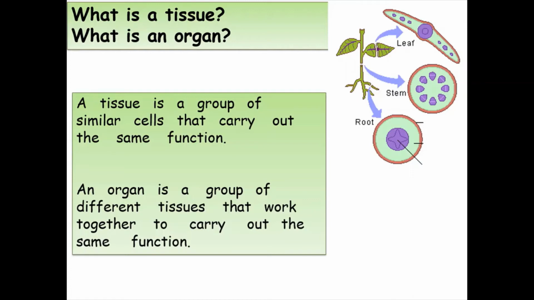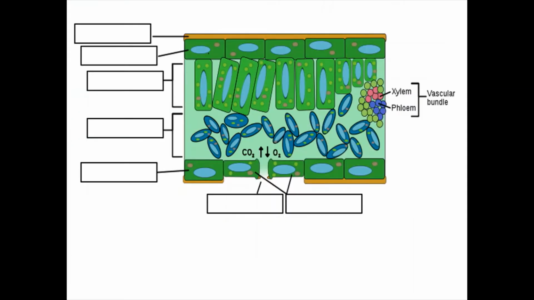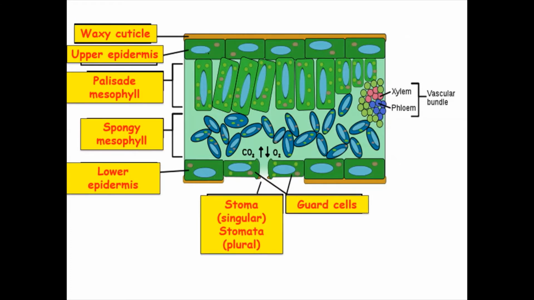So, for example, a leaf. There are lots of different tissues, lots of different types of cells that all work together to do certain jobs. So we'll have a look at the structure of a leaf now.